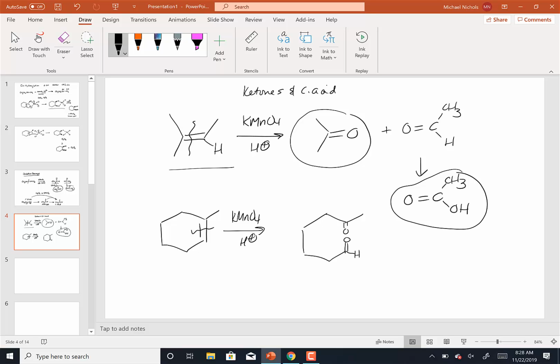The top carbonyl is a ketone, so nothing's going to happen to it. The bottom carbon is an aldehyde, so what's going to happen to it? It's going to be oxidized to a carboxylic acid. So initially, you don't have to manipulate the molecule and take it out of the ring structure. You just break the double bond and put in two C double bond O's. And if it's an aldehyde, it gets oxidized to a carboxylic acid.